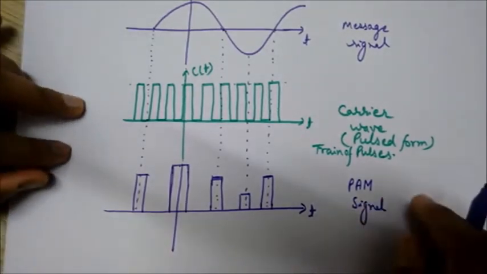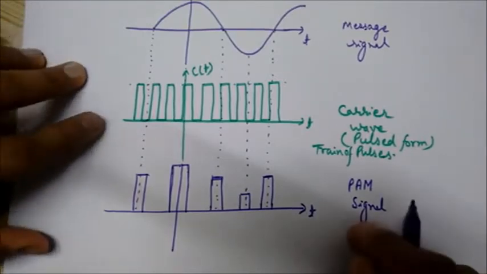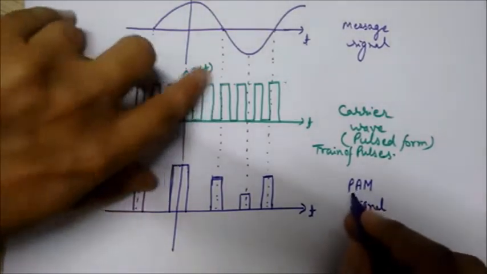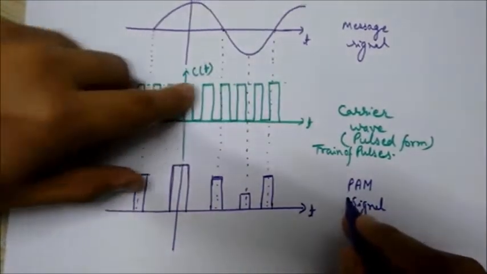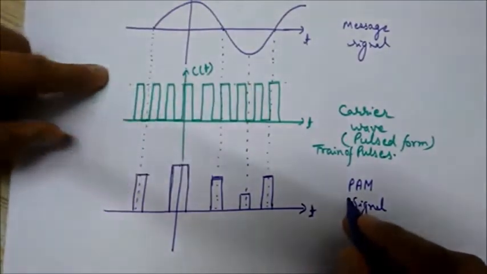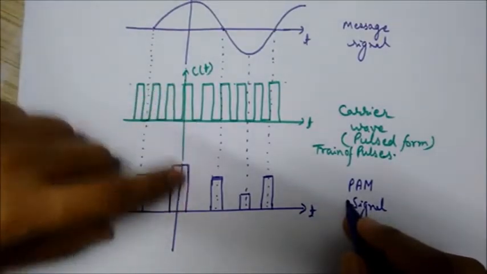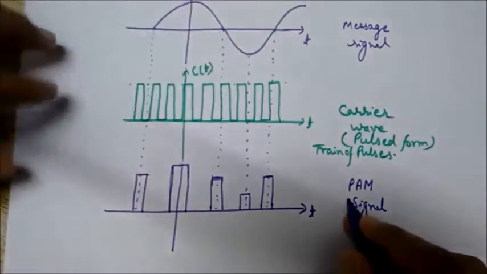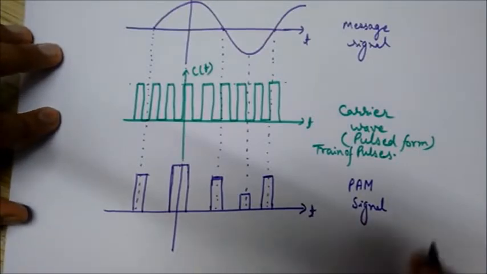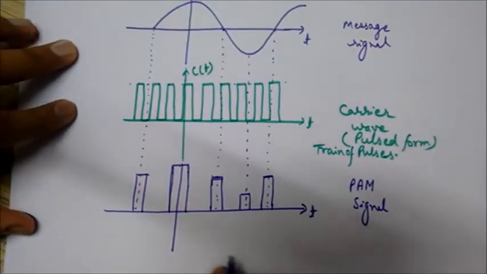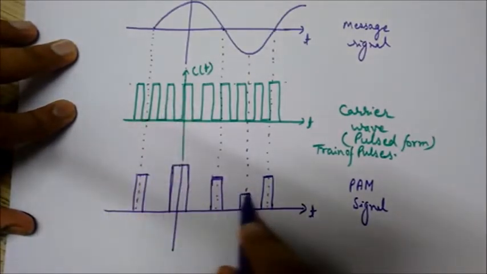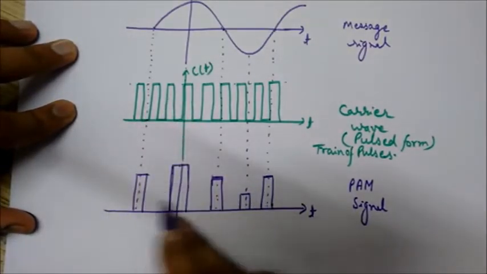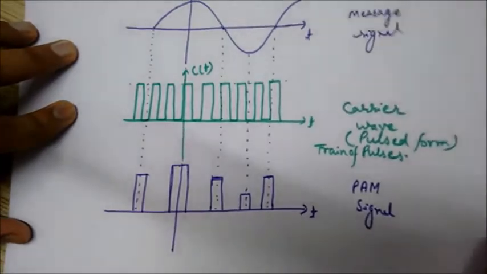You can understand it by the name itself, that the amplitude of this pulsed waveform, initially it was having a constant amplitude. It has changed according to the amplitude of this original message signal. So the amplitude has been modulated. You can also draw some intermediate amplitudes between these points. Okay, now we will see the pulse time modulation.